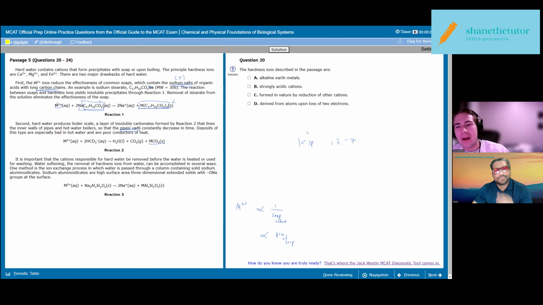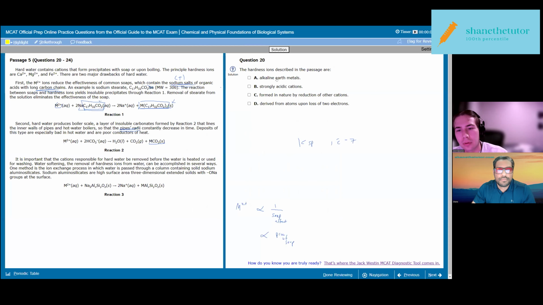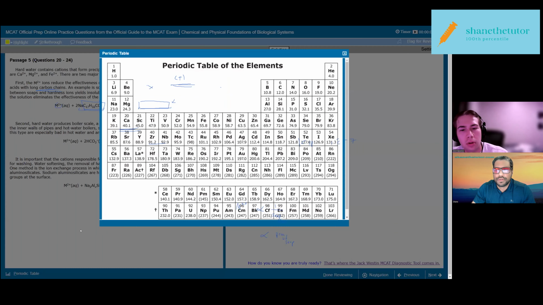The hardest ions described in the passage are alkaline earth metals. Yeah, the second column. But they're not, because Fe is a transition metal. Wait, Fe2 plus, right? Oh crap, I didn't even realize that. All right, yeah, you're right.